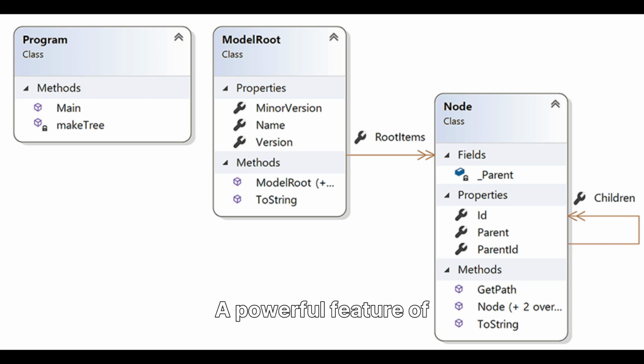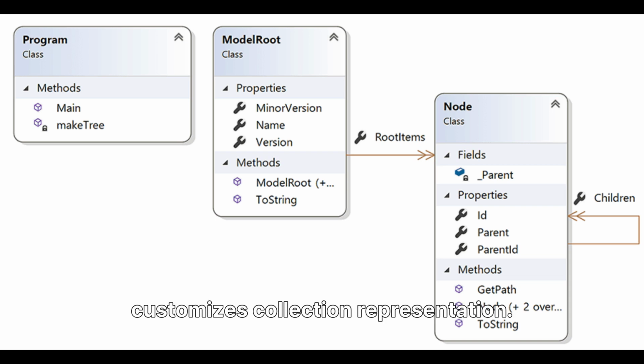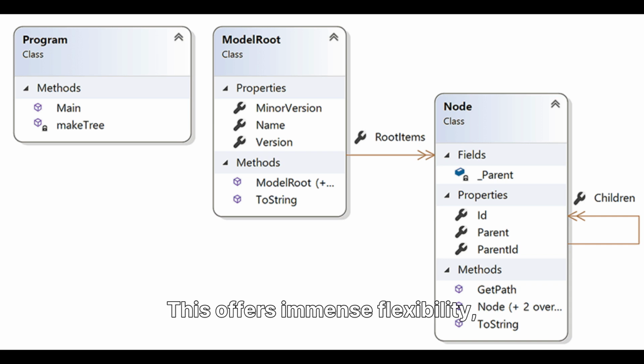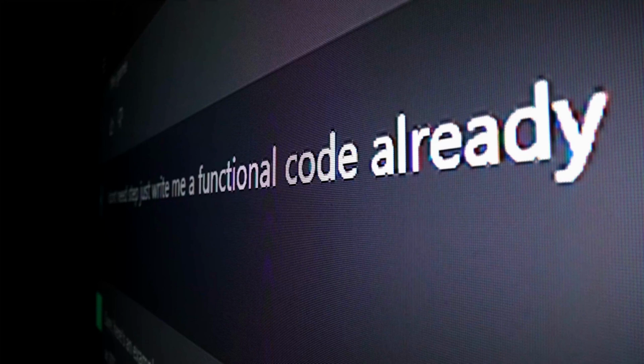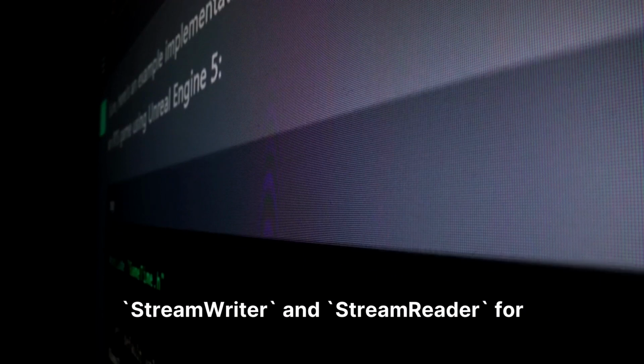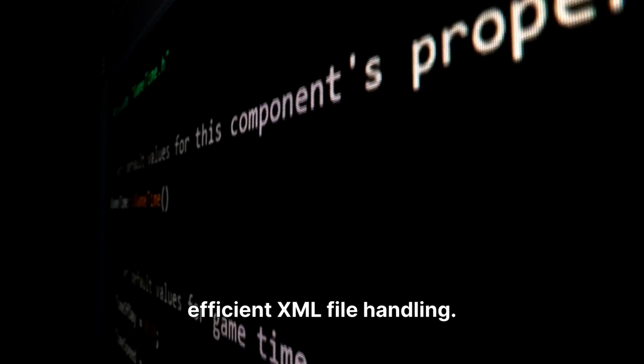A powerful feature of XML serialization is the ability to precisely control the structure of the XML output using various attributes. For instance, XmlElement can rename an element, XmlAttribute serializes a property as an attribute, and XmlArray customizes collection representation. This offers immense flexibility, allowing you to tailor the XML to specific schema requirements or external system expectations. XML serialization typically employs the XmlSerializer class, with StreamWriter and StreamReader for efficient XML file handling.